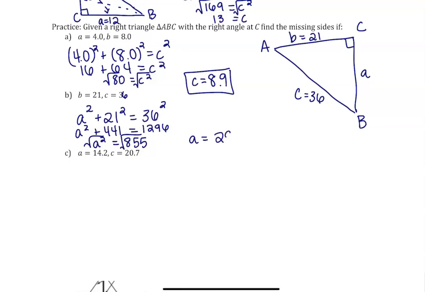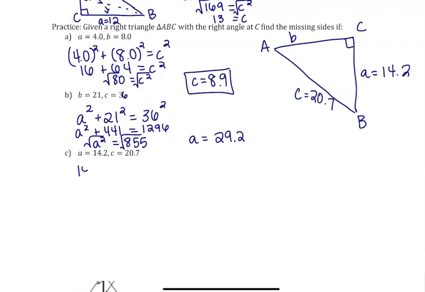And then finally, we take the square root, and the square root of 855 is 29.2, which here we would probably either round to 29 or keep at 29.2. And then finally, for part C, we know side A and we know side C. So we know one of the legs and we know the hypotenuse.